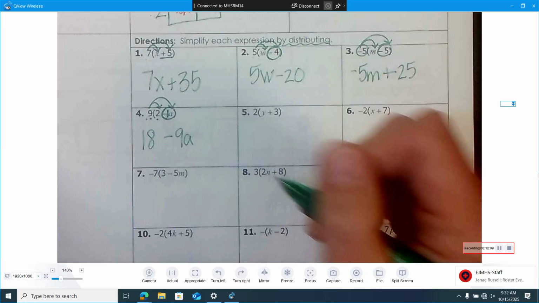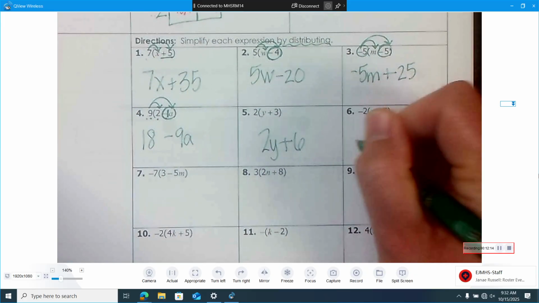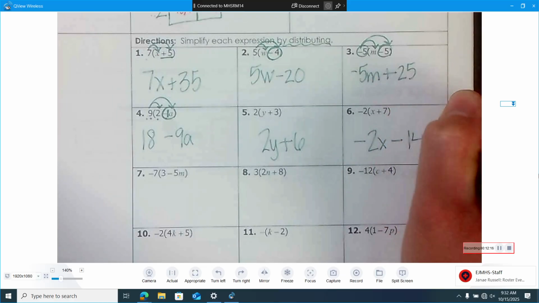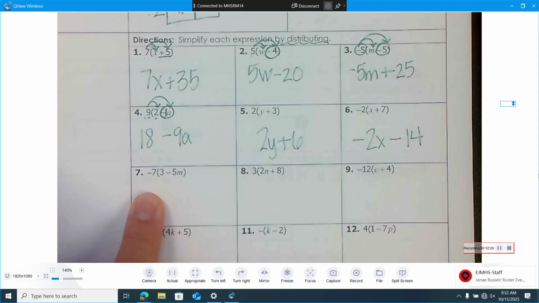So just to check your answers, number 5 is 2y plus 6. Number 6 is negative 2x minus 14. Double check to make your signs right. 7 was the most common mistake I saw, which I am not surprised.